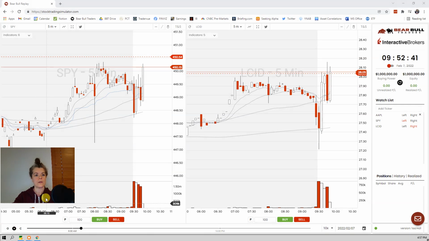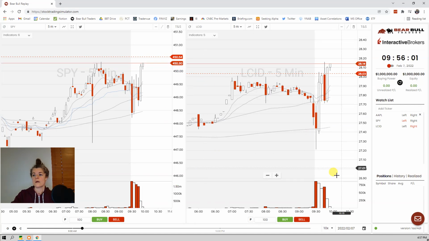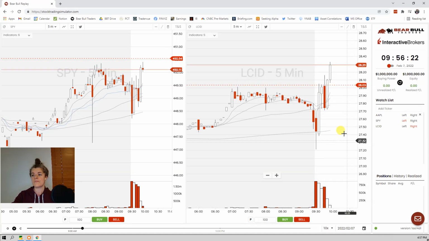Get rid of my pencil. Okay, so we'll just hit play. I'm more interested in a short. It's rejecting this level up here. LSID's really struggling here. There's no volume coming in still. We're just watching. Even less volume right now. Even less as it's pushing up. So I would not be comfortable going long. Still less on the SPY as well.